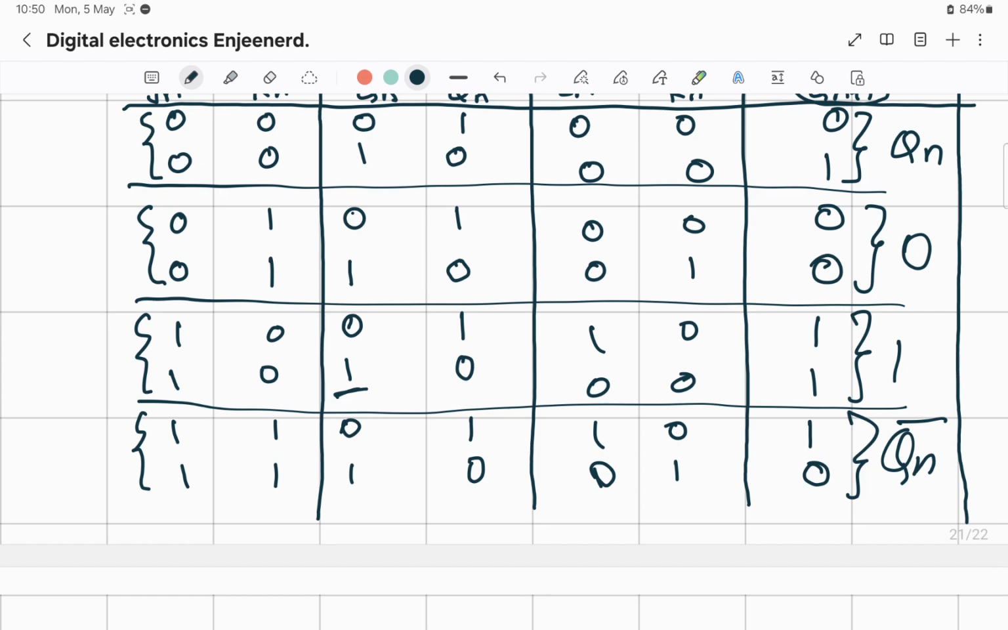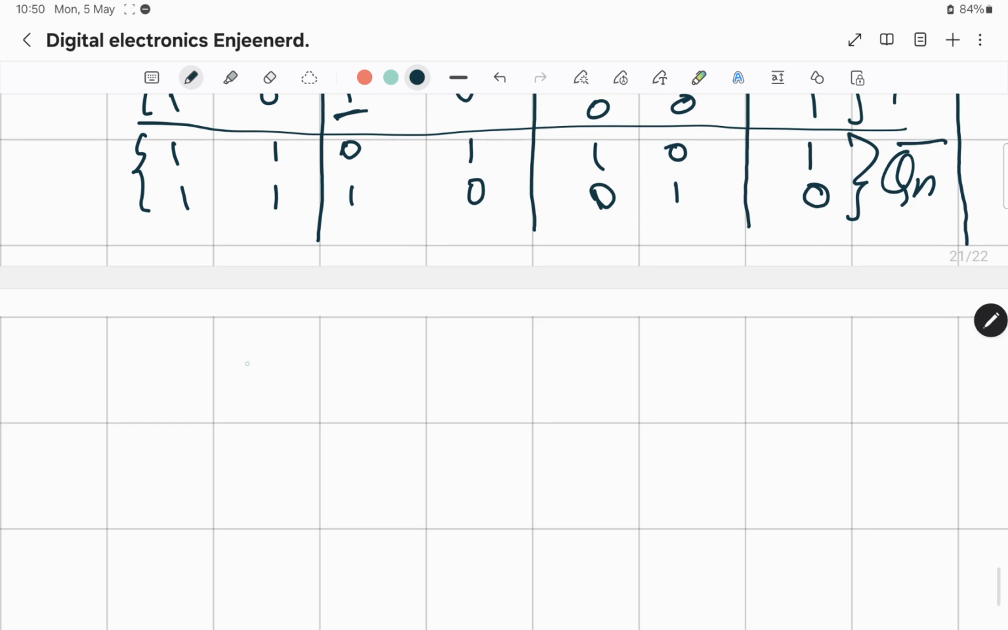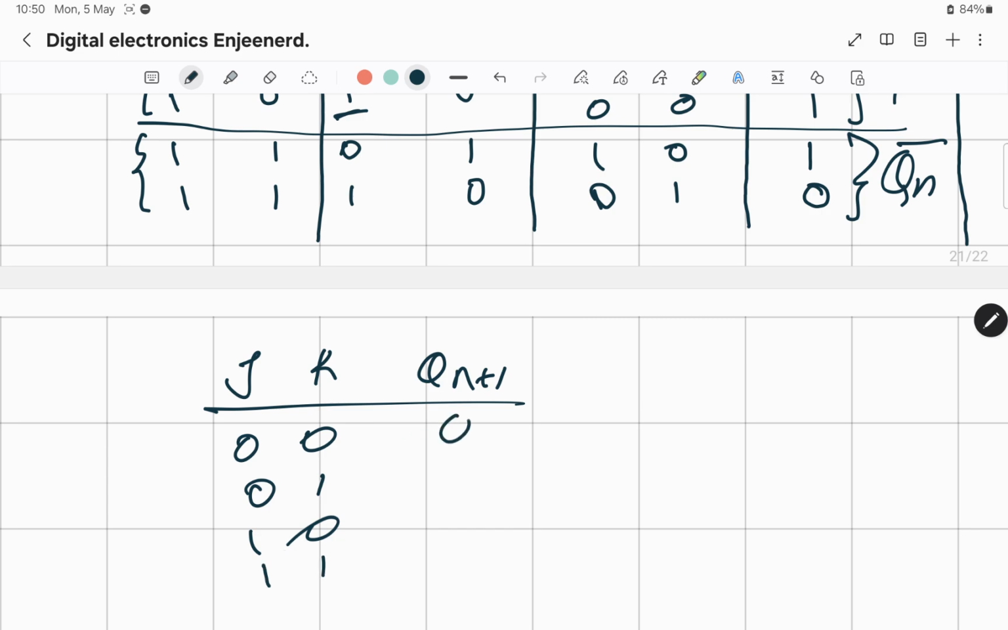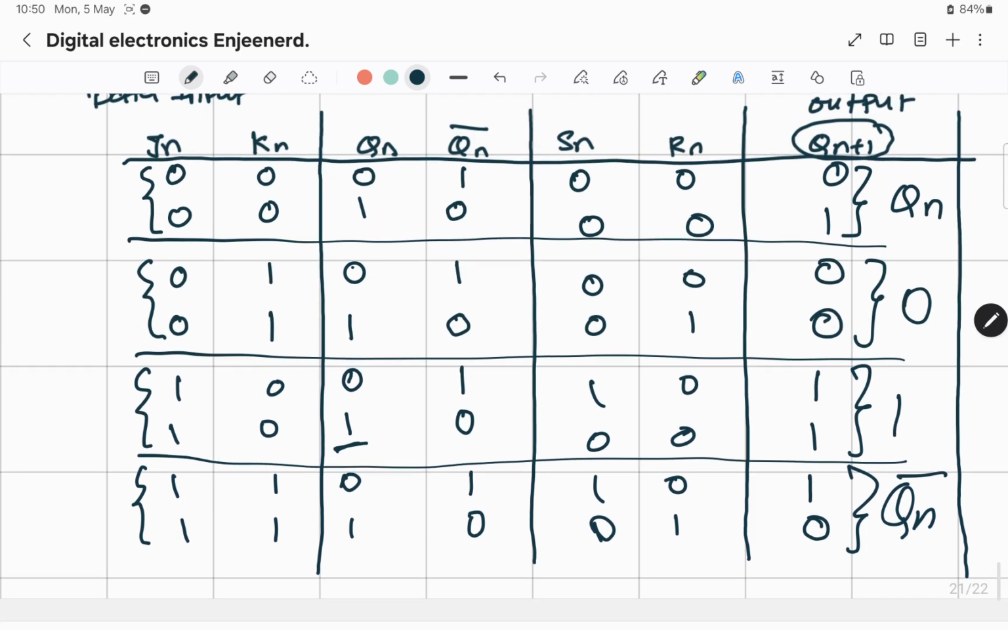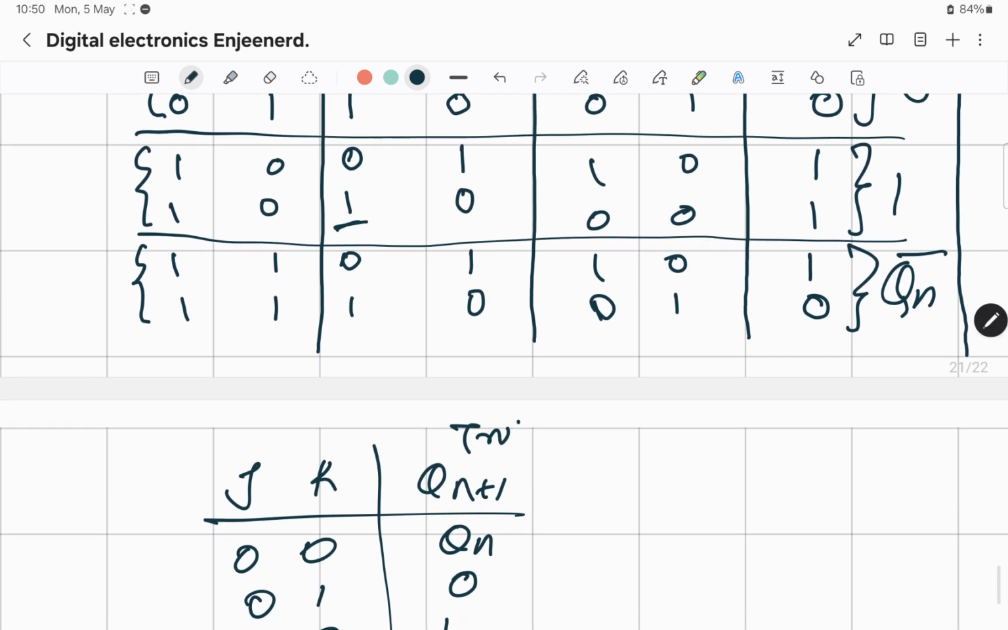So the JK truth table, if you try to get a JK truth table from here, the compressed version of it, how will I write it? J equal to 0, K equal to 0, output is Qn. So JK, Qn plus 1: 0 0, 0 1, 1 0, 1 1. For this it is Qn, for this it is 0, 1 and Qn bar. So this is how we have compressed this output of J and K, and this is the truth table for JK flip-flop.